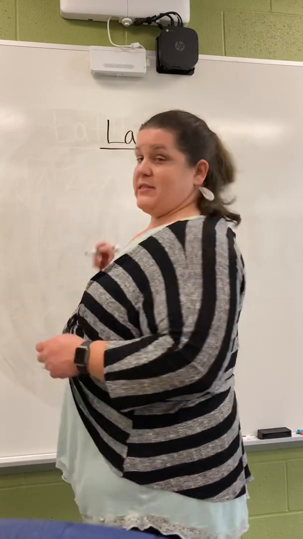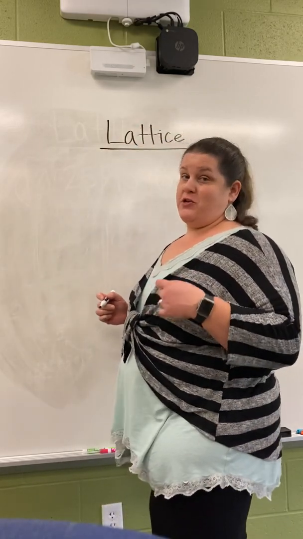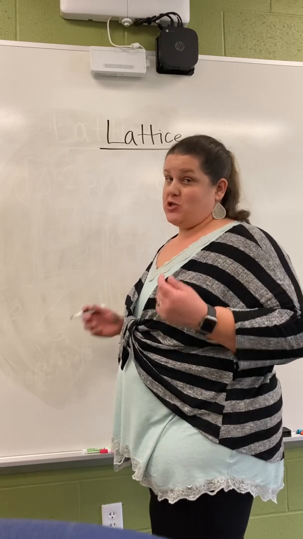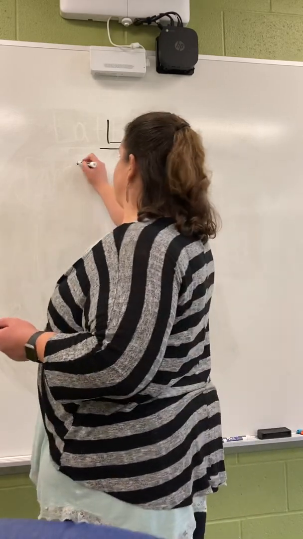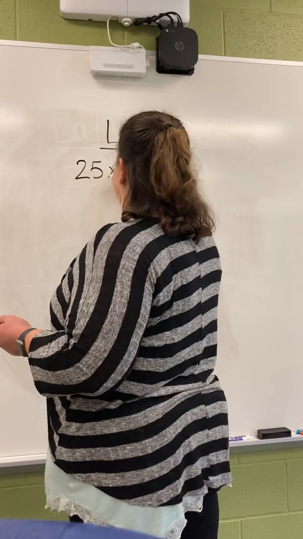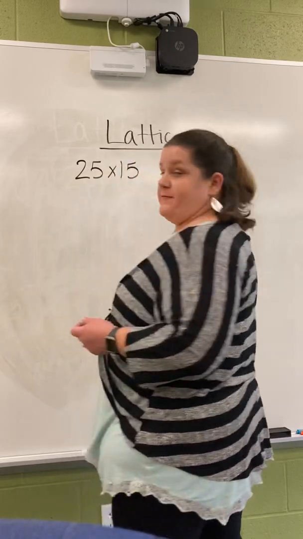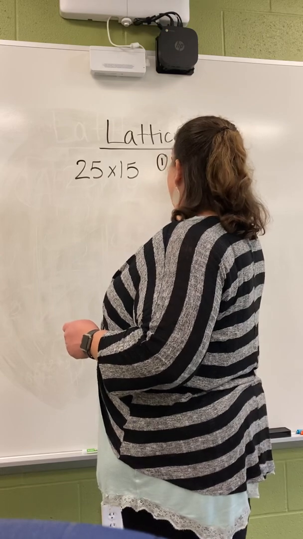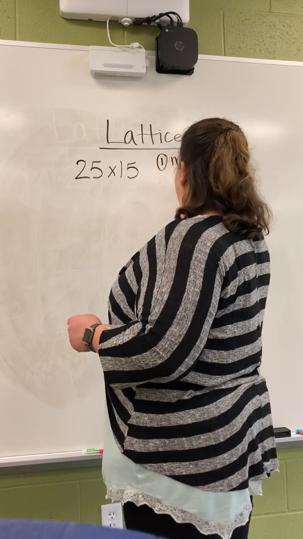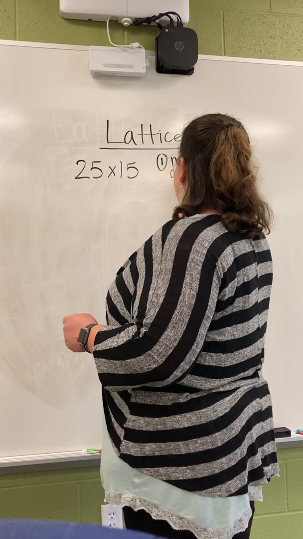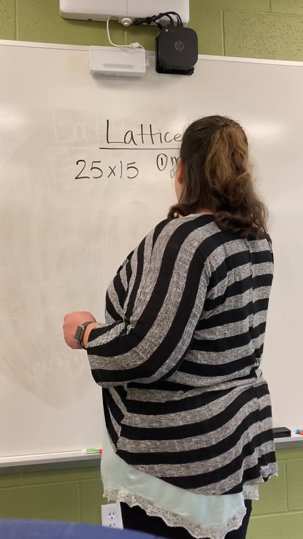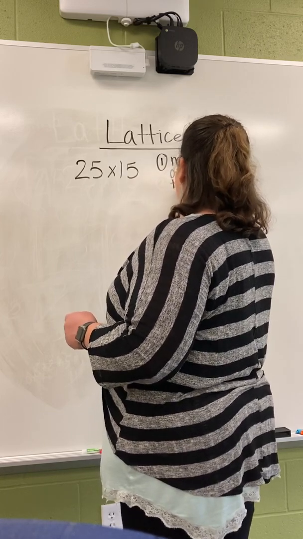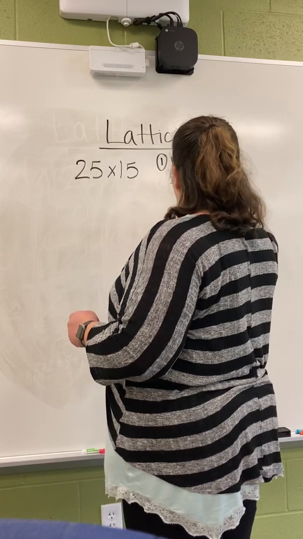So there are several steps with any 2-digit by 2-digit multiplication problem. You can't shortchange it. Here are the steps with lattice. We have 25 times 15. First, you're going to multiply the ones place times the ones place.